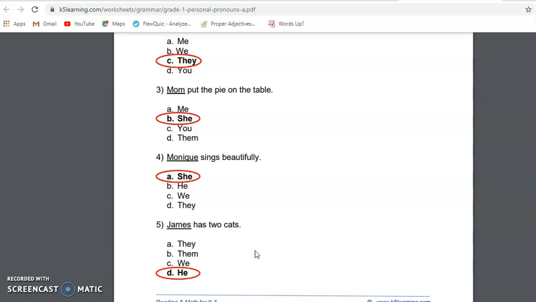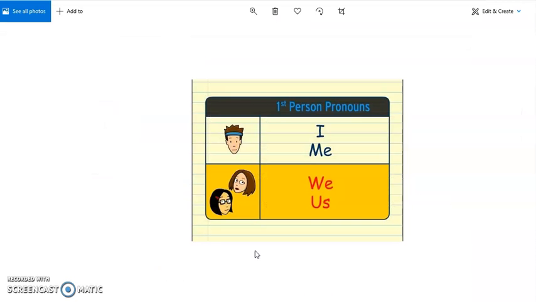You are able to identify pronouns. Good job. Today, we will be specifically looking at first person pronouns. First person pronouns means you're talking about yourself, the speaker, the person that's writing, the person that's talking. If I say, I am happy, I am talking about myself. I am the first person. So first person pronoun means you're talking about yourself.